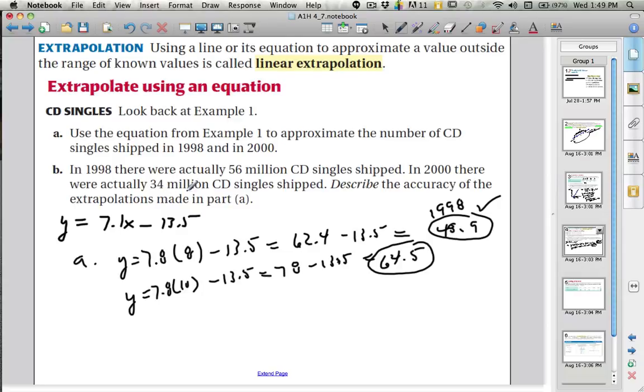What happened? Well, digital music happened. File sharing happened. People stopped buying their music on CDs and started downloading it. iTunes happened. The technology changed. So extrapolation is dangerous. Interpolation is realistic, but extrapolation is a guess. It's an educated guess, but there are a lot of outside forces that can change the accuracy of what happened.